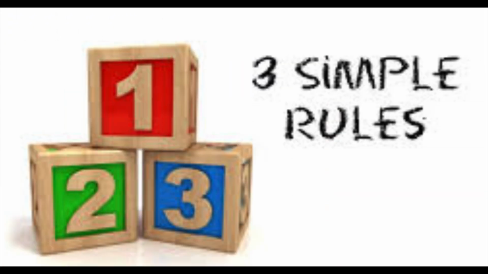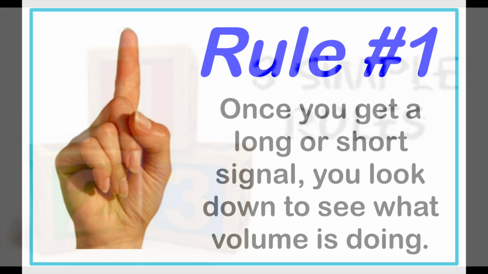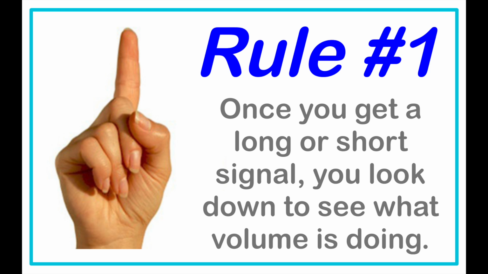We have 3 rules when using a volume indicator. The first rule happens when you get a cue from your indicator or algorithm. Once you get a long or short signal, look down to see what your volume is doing. If it does not give you a yes, then you do nothing. You move on to the next thing in your day.